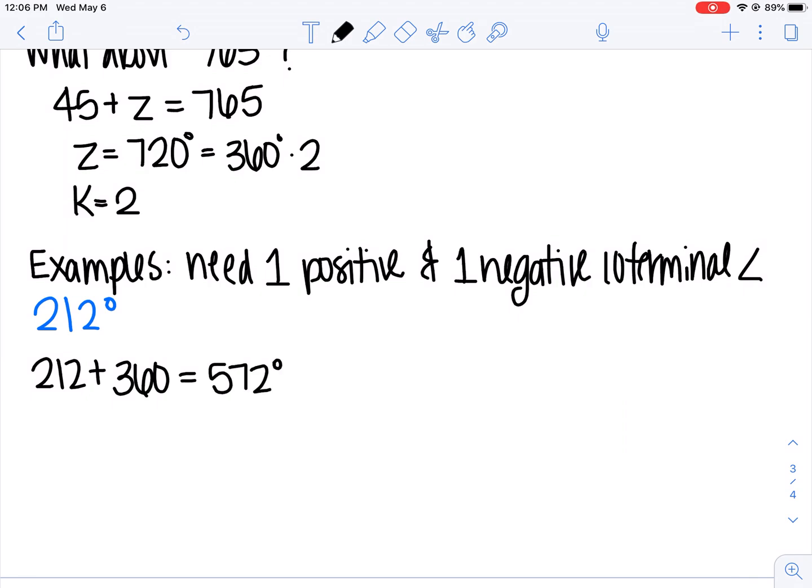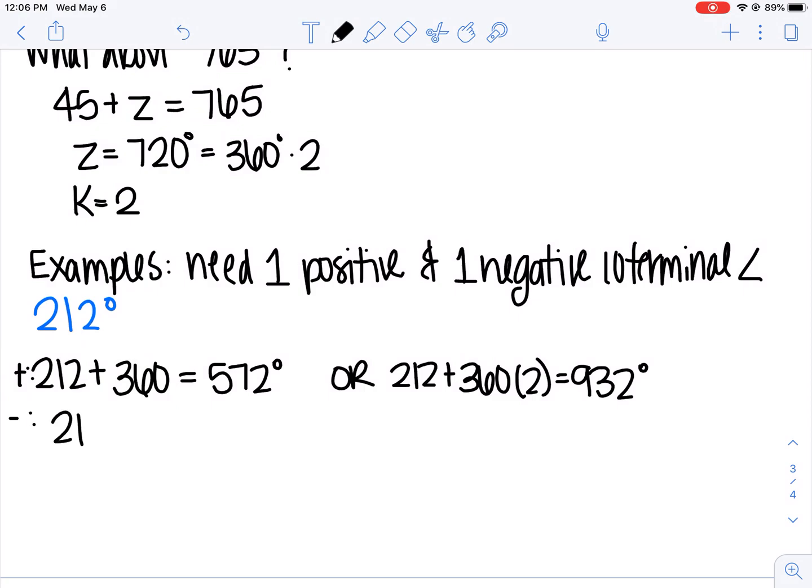If we drew them, both of them would end in the same place. Or I could go bigger, and I could do 212 plus 360, and instead of making k 1, I can make k 2. It's whatever I want, because I'm just giving an example of a positive coterminal angle. So we'll get 932 degrees. All three of these angles will start and end in the same place. Now these will be our positives. Remember to write that. And then this will be our negative.